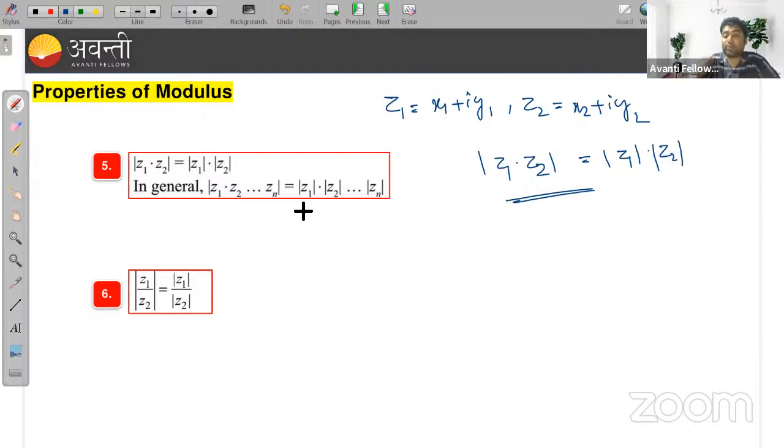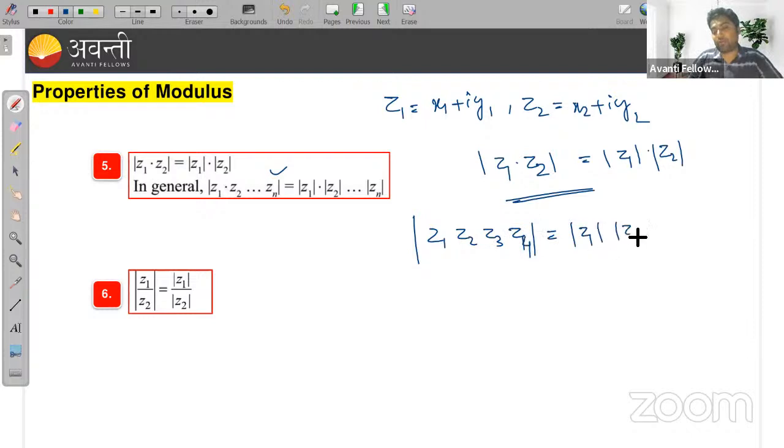So in general we can say the modulus of the product Z1 into Z2 into Z3 up to Zn is equal to the product of the individual modulus of each of the complex numbers. In general, however many complex numbers you have, if they are in this form, suppose Z1 into Z2 into Z3 into Z4, then you can write this as modulus of Z1 into modulus of Z2 into modulus of Z3 into modulus of Z4, right?